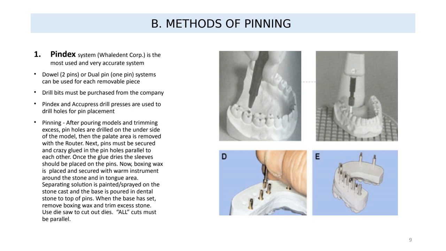Pindex. So once we pour up the impression and we let it sit and we separate the impression from the model, now we trim up the model, we make it nice and flat, we trim the excess stone, and we're ready for the next step, which is pindexing. Pindexing means to drill holes underneath the model, on the other side of the model opposing the teeth, so we can put the pins. All right, so that makes the dies removable. So we're going to make sections of the model that are removable.